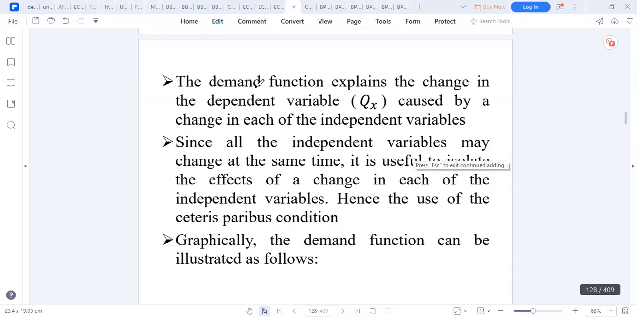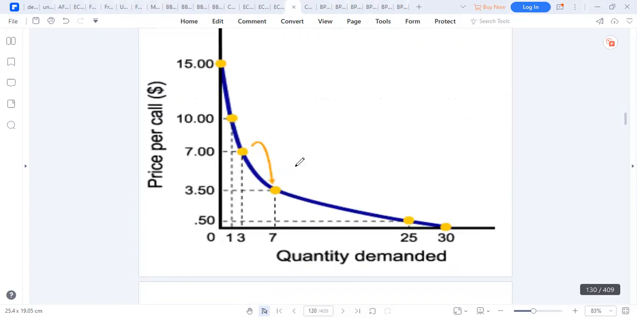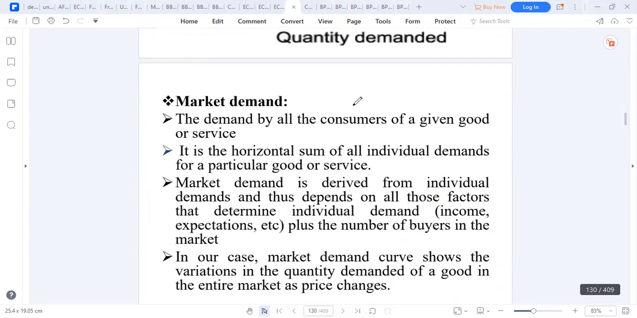And so the demand function simply explains the change in the dependent variable, which here is denoted by Qx, caused by the independent variables, these variables that we have just explained that will change over time, which would include advertising, income, prices of other commodities. So graphically, the demand function is downsloping. It can be a curve like that, a curve like that, or a curve like that. This is all a demand because it's downward sloping.